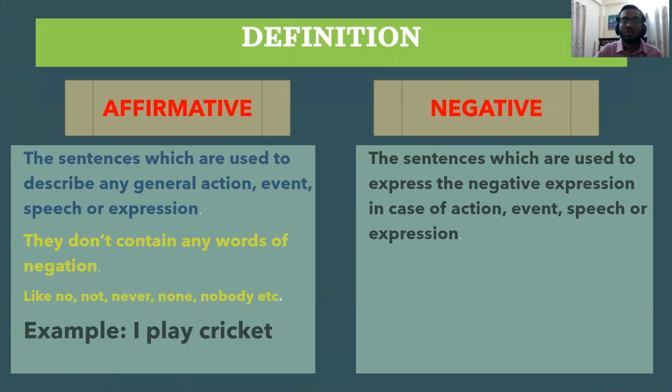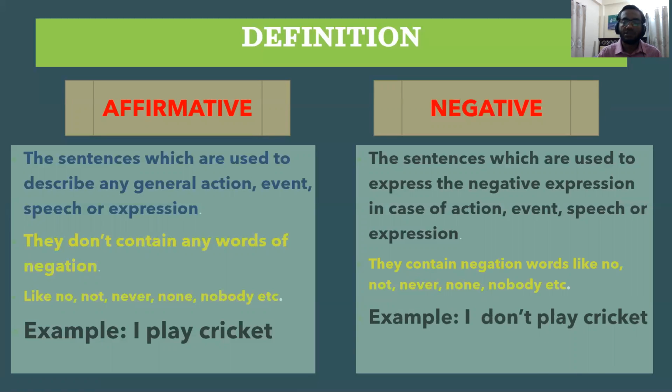That means in point number 2, they contain negation words like no, not, never, none, nobody, etc. Can you understand? Now, I think you can easily find out what is an affirmative sentence and what is a negative sentence. Now let me give an example here. Example: I don't play cricket.